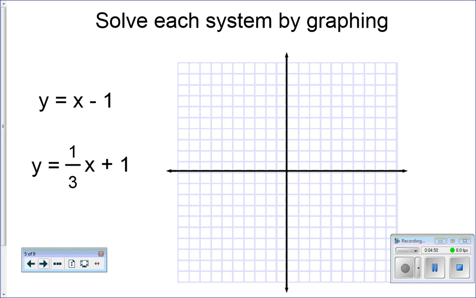And then the system we're going to solve is right here. So here are my two equations that we're going to put on the graph.